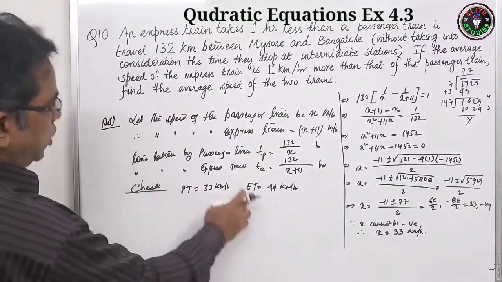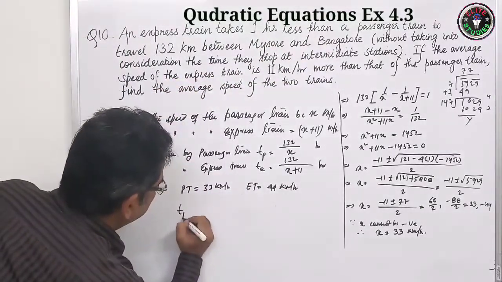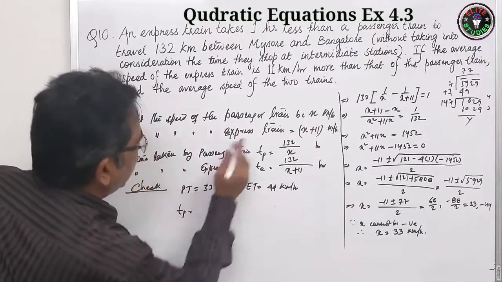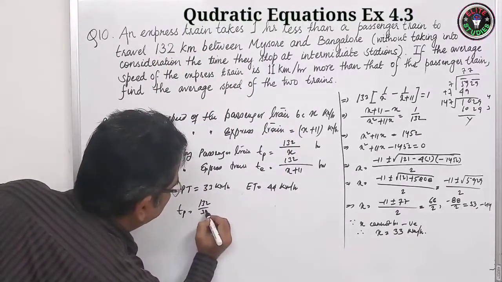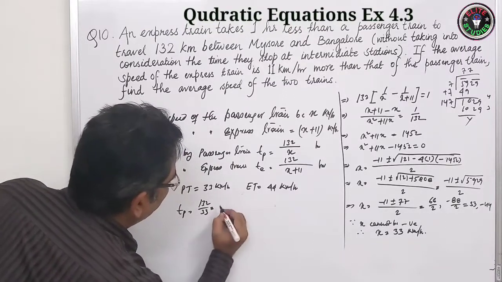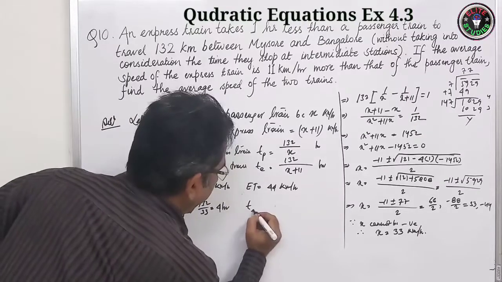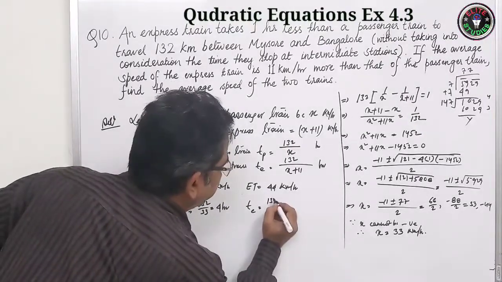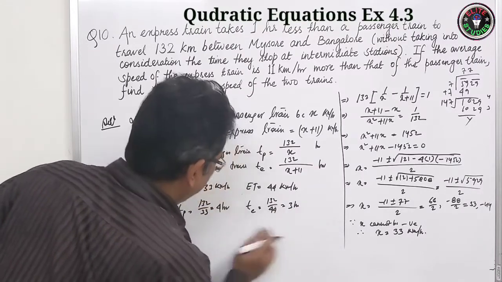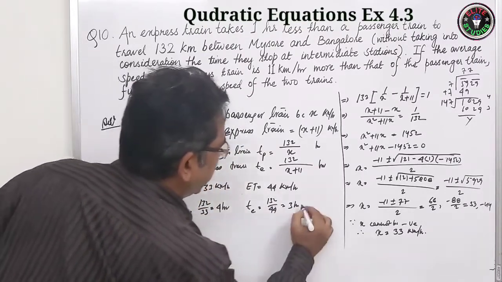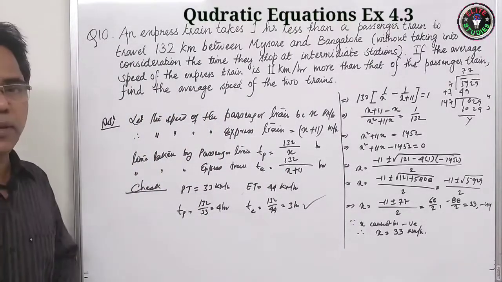Now the time taken by the passenger train would be 132 divided by 33, so it is equal to 4 hours. Now the time taken by the express train will be 132 by 44, it is 3 hours. So you see the time difference is 1 hour. Our answer is correct. Okay, students.